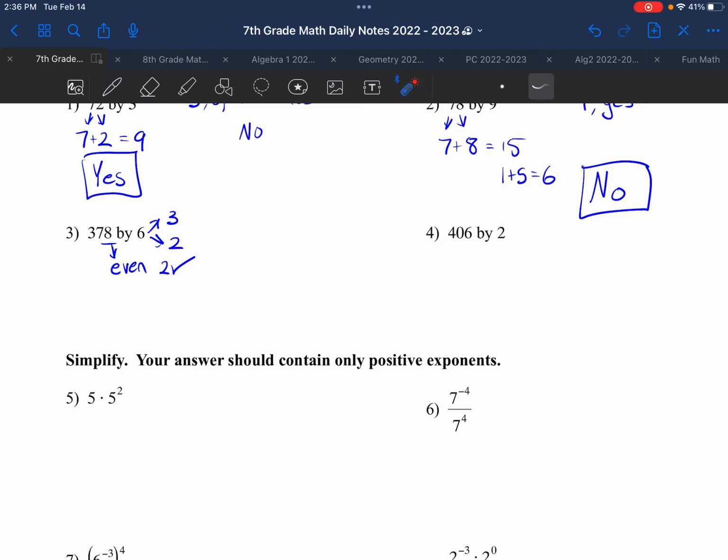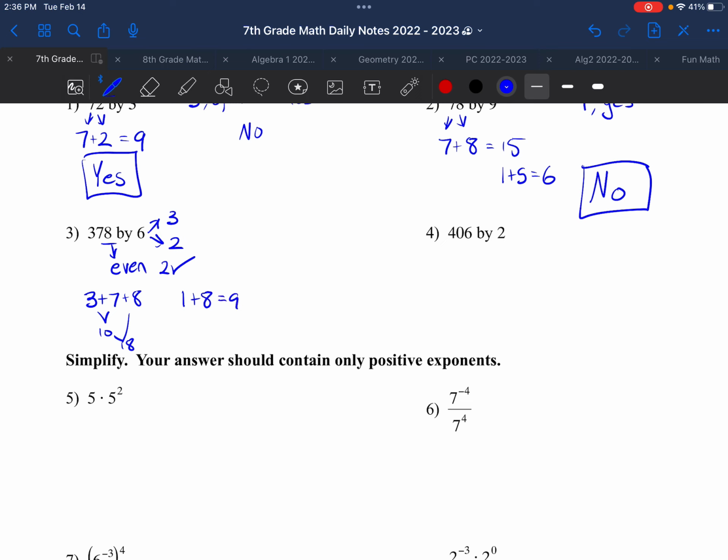To check if it's divisible by 3, we do that same test that we were talking about up here where I add all the digits together. I can say 3 plus 7 plus 8. 3 plus 7 is 10. 10 plus 8 is 18. All right, then I do it again. 1 plus 8 for the 18, and that's going to be equal to 9.